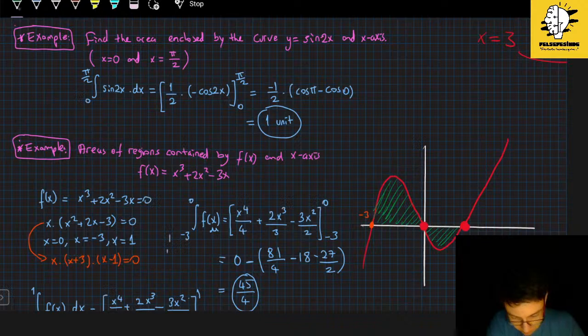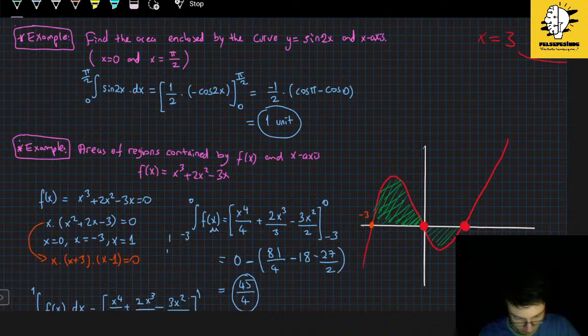Let's say it was asked in paper 1. If it was asked in paper 1, you may not have had access to a calculator, and you may not know which part is above the x-axis or below the x-axis. When it is under a curve, it's going to be positive, but above a curve it's negative.